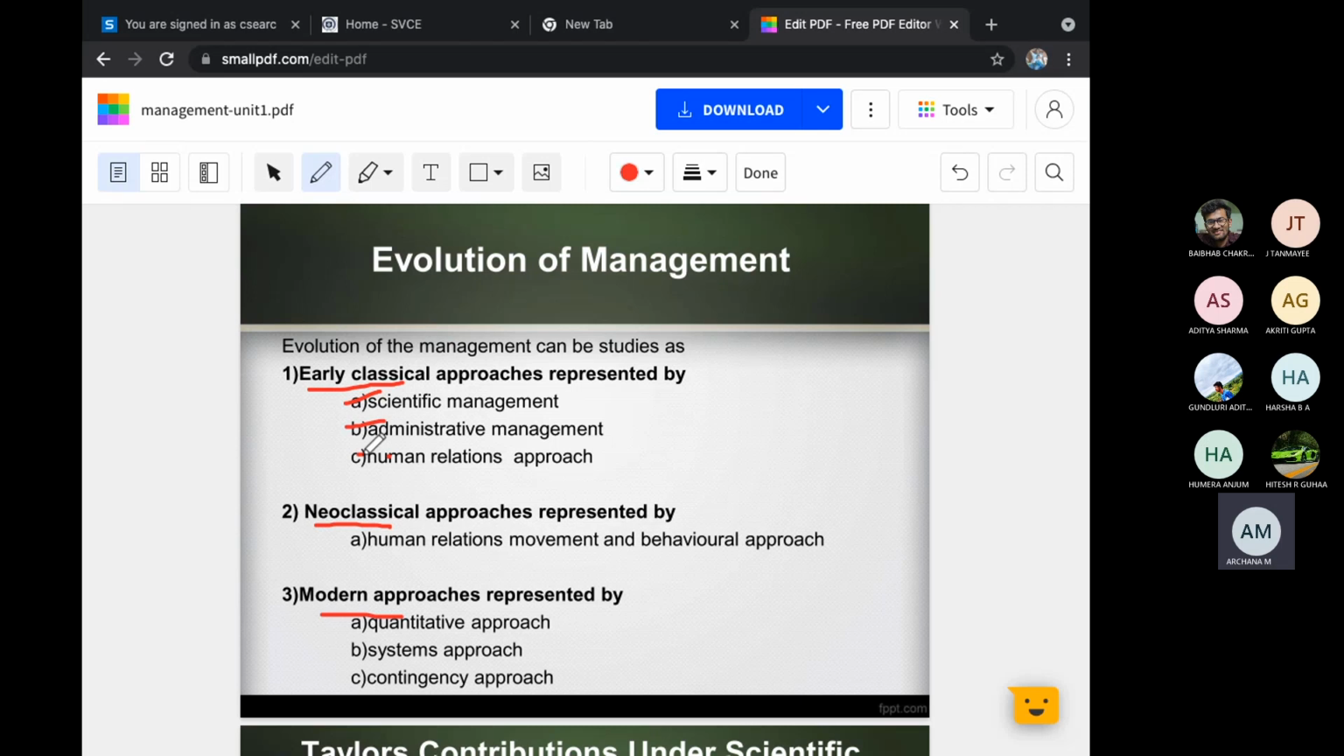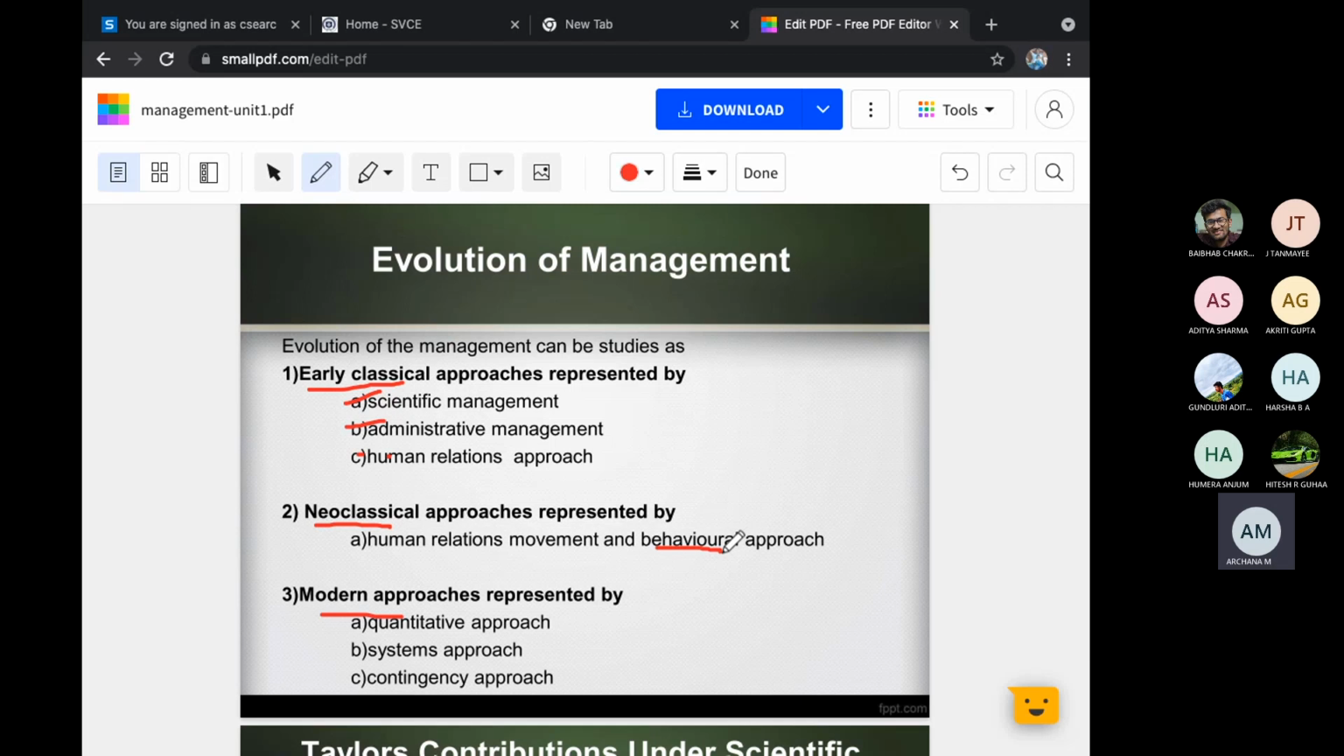Okay, so the neoclassical approach: human relation movement and the behavioral approach. See here, apart from the human relation approach, the behavioral approach was added, because behavior is very important. When I become a manager to my employees, I should see the behavior of those people also. That is also important, right? I am giving certain work to one employee, I have to see whether that employee is okay with the work I am giving. Because whatever work an employee is doing, he has to do it wholeheartedly. Just for the sake of salary or just for the pressure, the employee should not be in any organization. So the behavioral approach is also important.